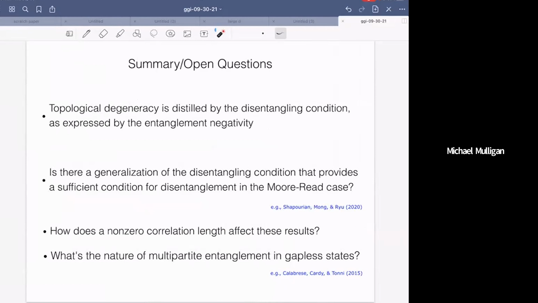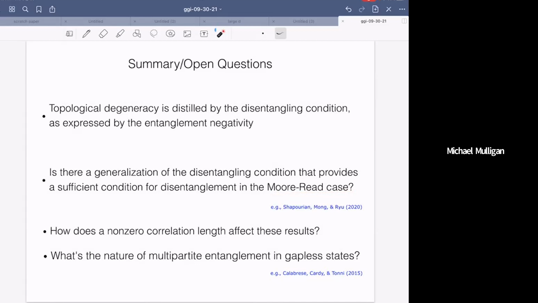So let me read the summary and the open questions that I wrote. The summary is that topological degeneracy, which is one of the most fundamental properties of a topological state, is distilled by the disentangling condition, as written in terms of the entanglement negativity. One question, which was already asked almost at the beginning of the talk, is: is there a generalization of the disentangling condition using some other entanglement measure which would provide a sufficient condition, or rather would measure the absence of disentanglement for the Moore Reed case or other non-abelian states?